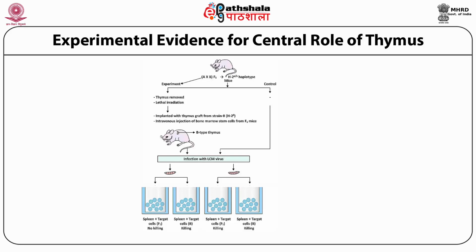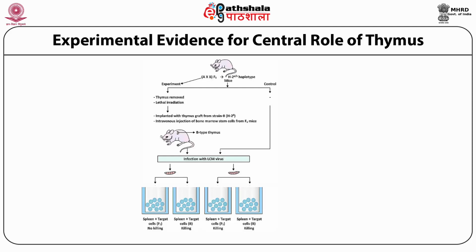out, these mice were infected with LCM virus and spleen was taken out, where T cells were tested for their ability to kill LCM infected target cells from the strain F1 and from the strain B. It was found that they could lyse the target cell which express the haplotype B, which was the same as the thymus haplotype. But when they were tested against target cells from F1 strain, there was no killing.